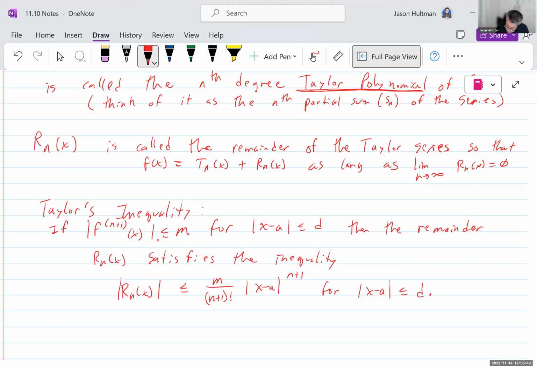Okay, so this is kind of like the error, right? This is an error bound. So we could calculate an error bound based on, okay, what we've done here.